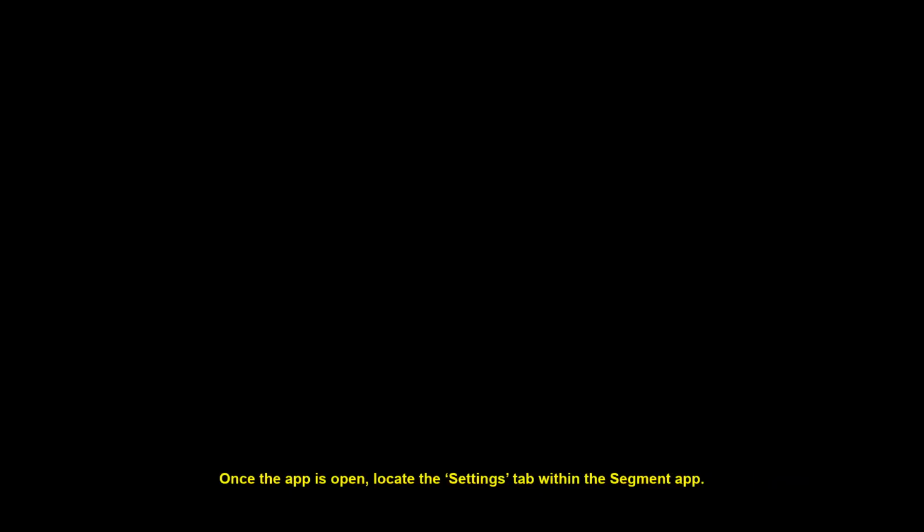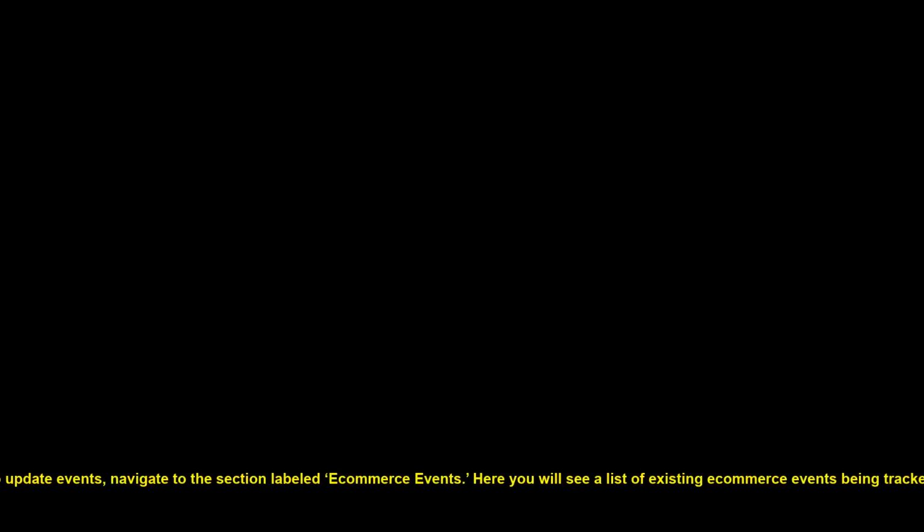Once the app is open, locate the Settings tab within the Segment app. In the Settings tab, review the current integration settings for e-commerce events. To update events, navigate to the section labeled E-commerce Events. Here you will see a list of existing e-commerce events being tracked. Identify any events that require updates or modifications.